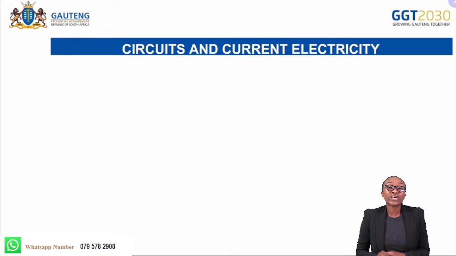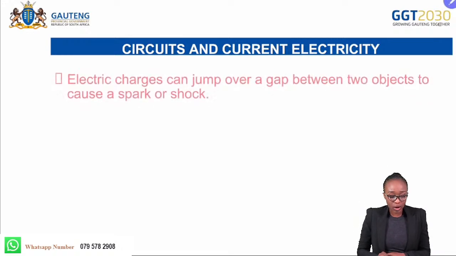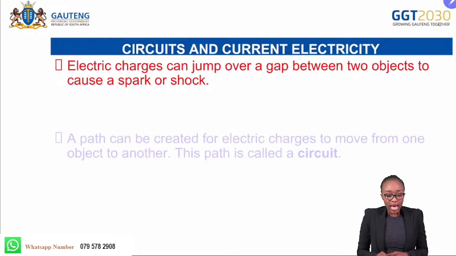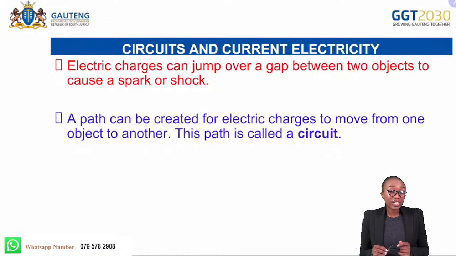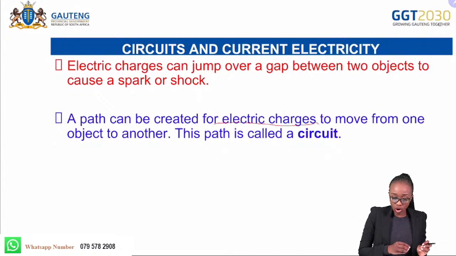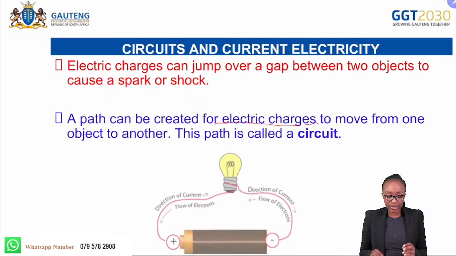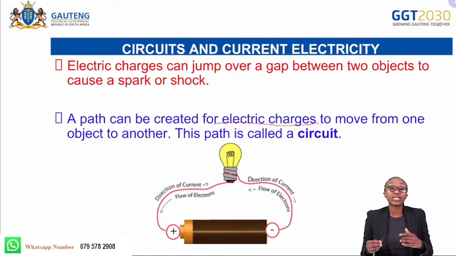So now let's look at currents and circuits. Electric charges can jump over a gap between two objects. It can cause a spark or a shock. Remember last week when we were learning about friction and static electricity? Then a path can be created for electric charges to move from one object to another, and this path is called a circuit.